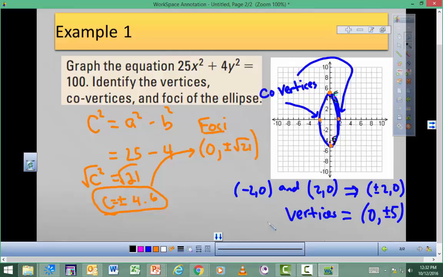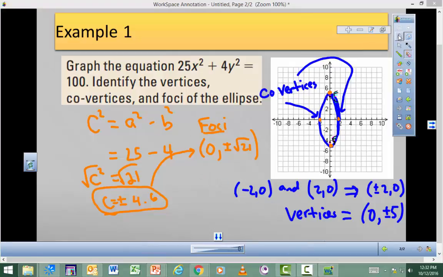So, any questions? Can you redraw that? Nah, don't try it. I'll tell you what I will do. I'll do another example just like it.